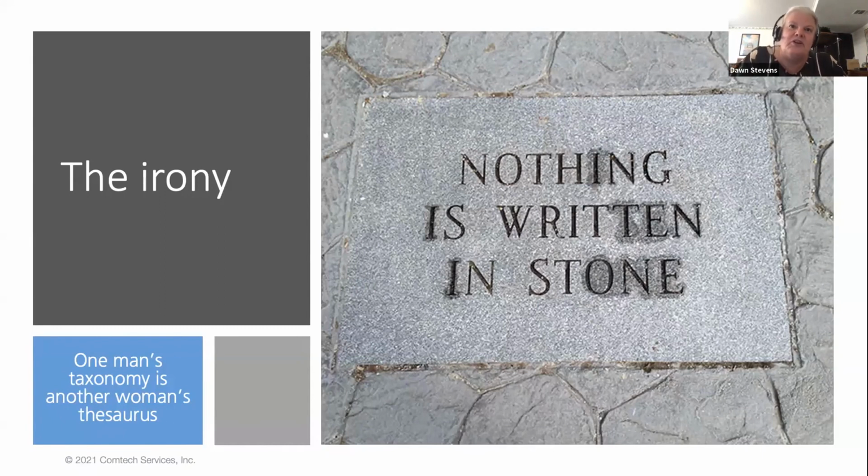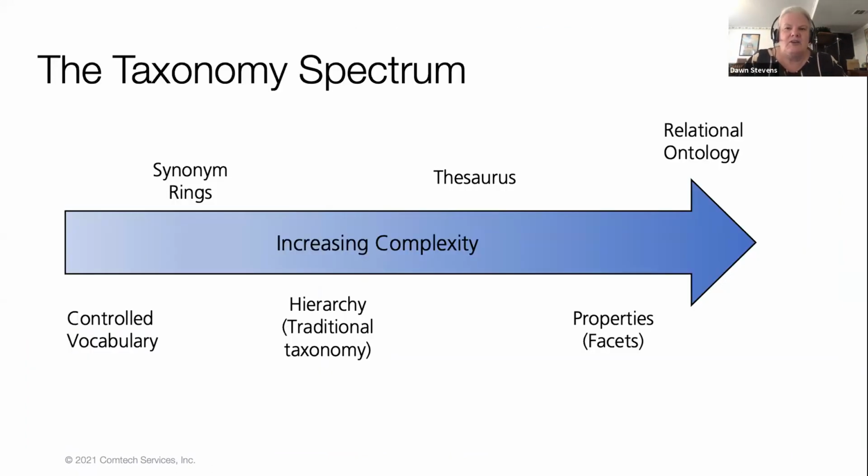Please define the word taxonomy, because there is such a spectrum. What we're going to be talking about today is what I'm calling the taxonomy spectrum, that takes us from some of the most basic sides of things, this left-hand side, the controlled vocabulary, and as we increase complexity, takes us all the way up to this idea of a relational ontology.